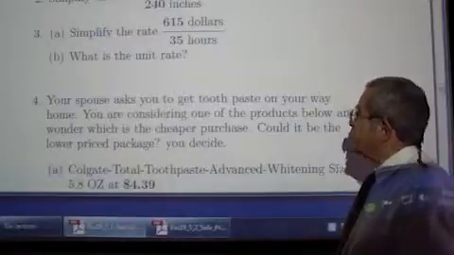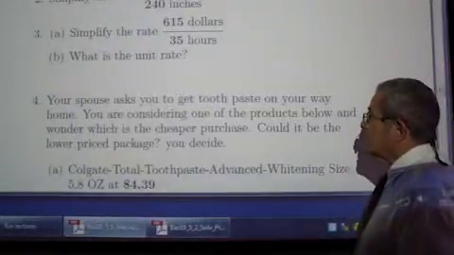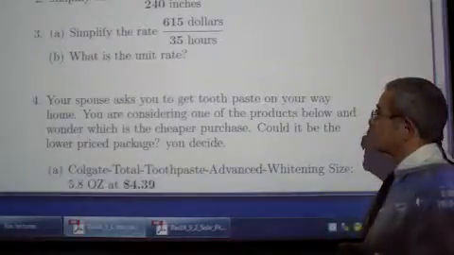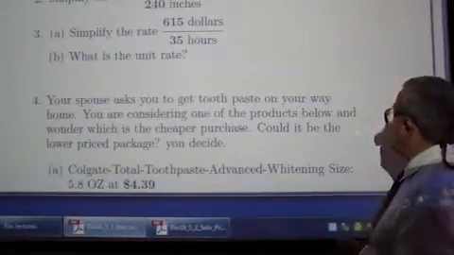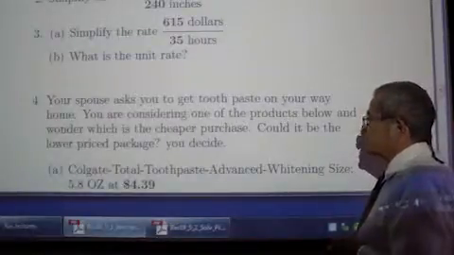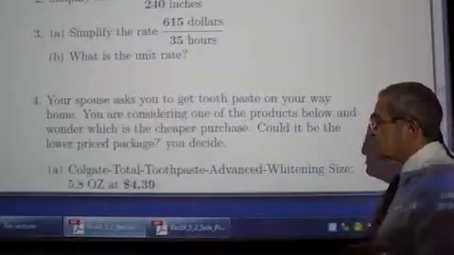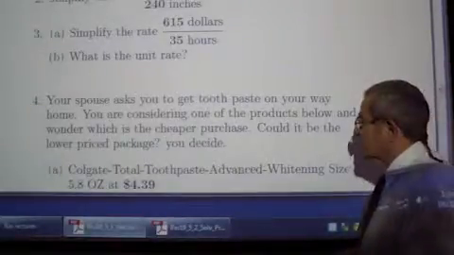Your spouse asks you to get toothpaste on your way home. She got over her headache. You are considering one of the products below and wonder which is the cheaper purchase. Could it be the lower priced package? Maybe, maybe not.